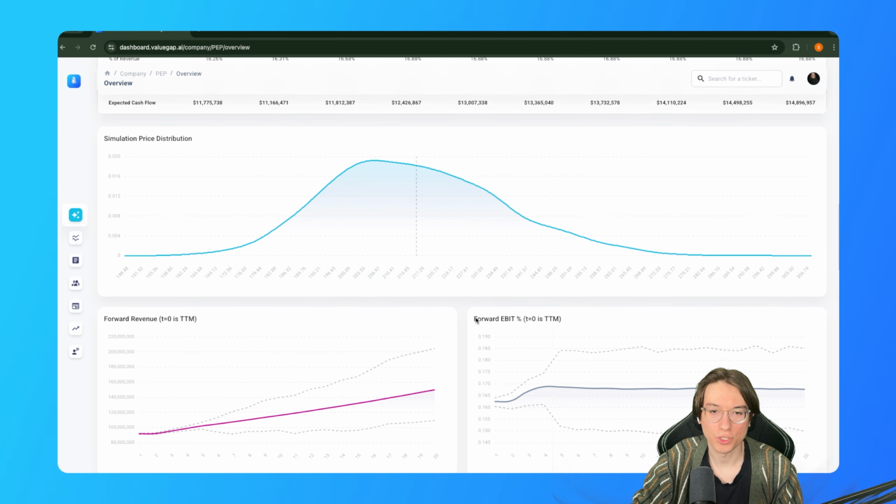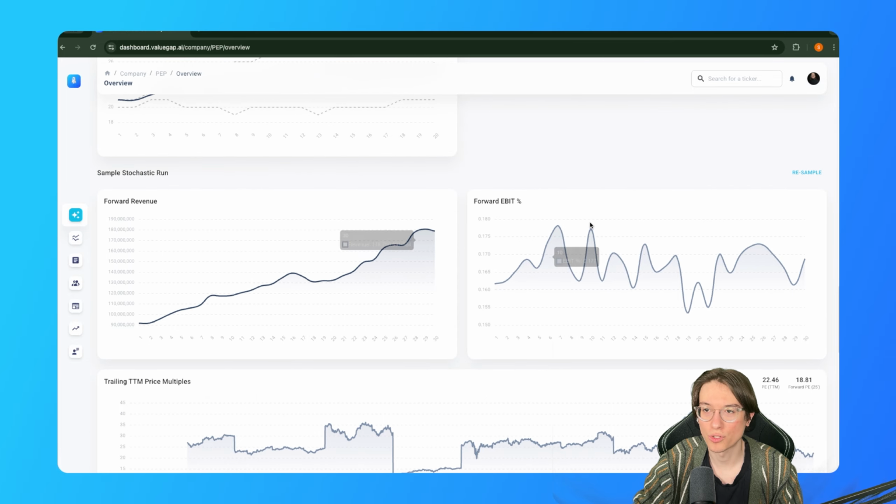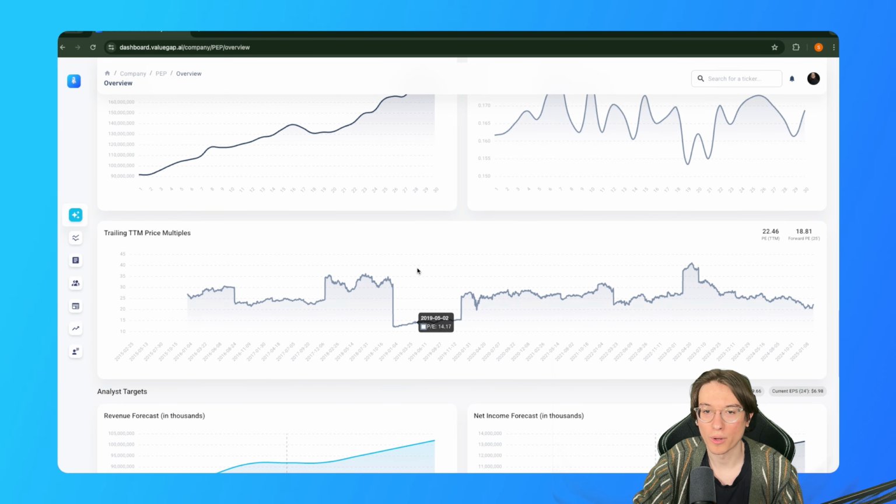We also have information regarding samples from our simulation. So if you want to see individual runs, how they behave, to get an understanding of what we're pricing into the company, we have that. We also have trailing multiples. So you can see how a company has traded relative to its earnings historically.